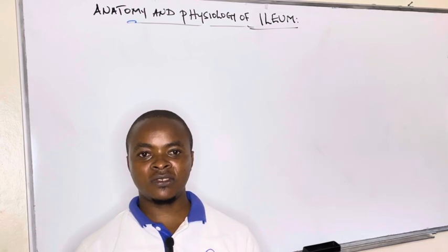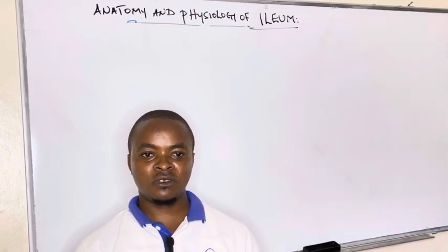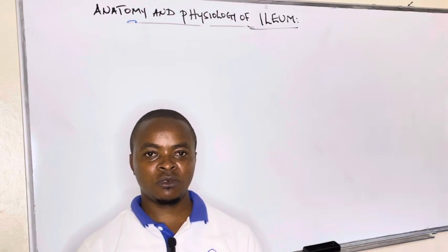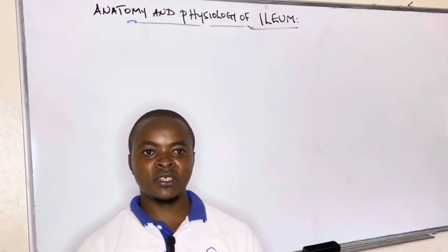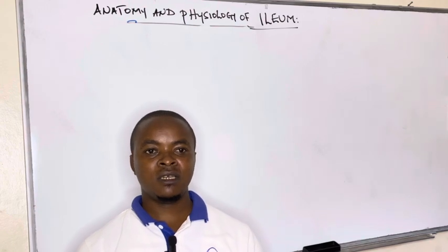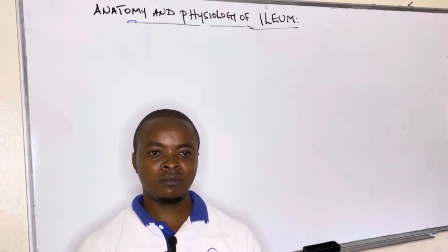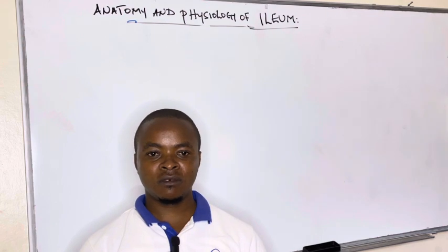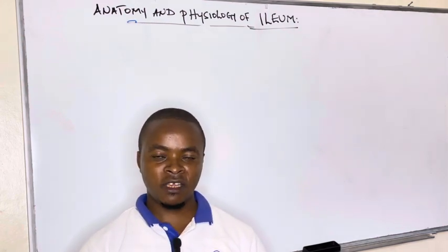We want to discuss the anatomy and physiology of the ileum, which is the last part of the small intestine. In the previous video we have seen the duodenum, which is the first part. We said the second part is the jejunum. Jejunum comes from a Greek word, jejun, which means dead. So we see nothing happening in the jejunum. So now we want to look at the anatomy and the physiology of the ileum.